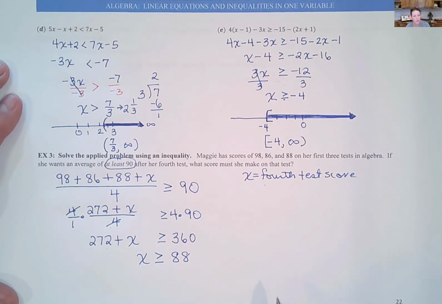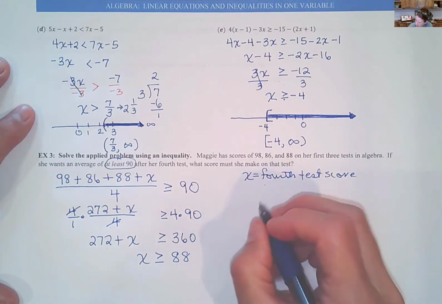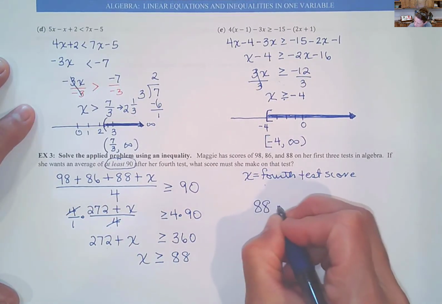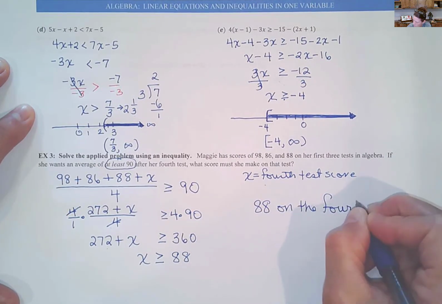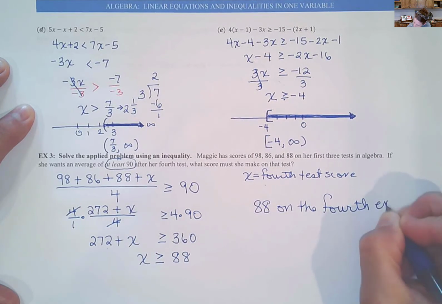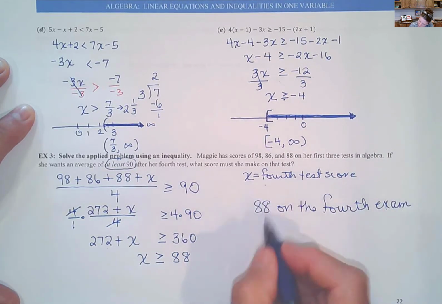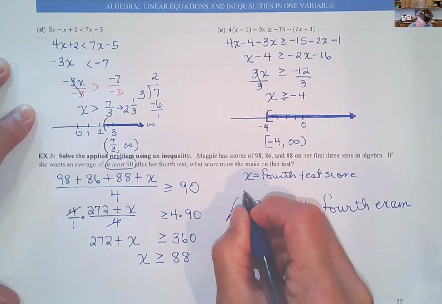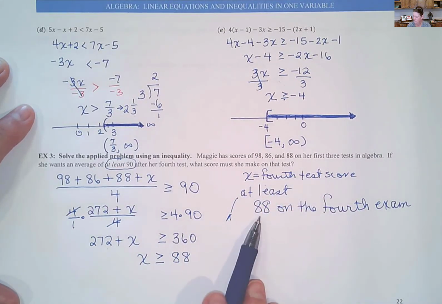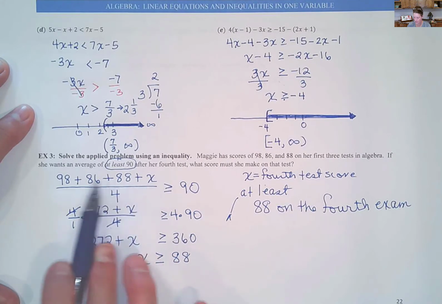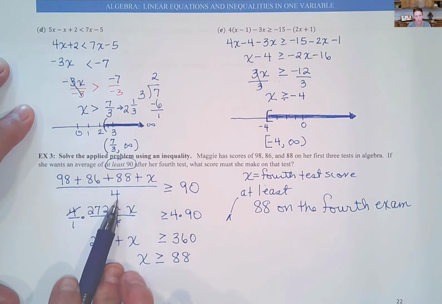So in order to maintain at least her A, at least an average of 90, she's going to have an 88 on the 4th exam. And I'm going to say at least 88. Okay, and we can substitute 88 for X, add our 4 values, divide by 4, and show that we get 90.